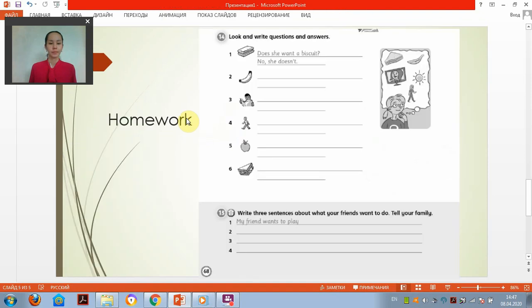Okay. Now your homework. Homework exercise 14 and 15 from your workbook on page 68. Look and write questions and answers. In exercise 14, we ask questions about the pictures, then write answers below. 15. Write three sentences about what your friends want to do, tell your family. You need to write three sentences. Please do this homework and please send it to me. Okay, the lesson is over. Goodbye.